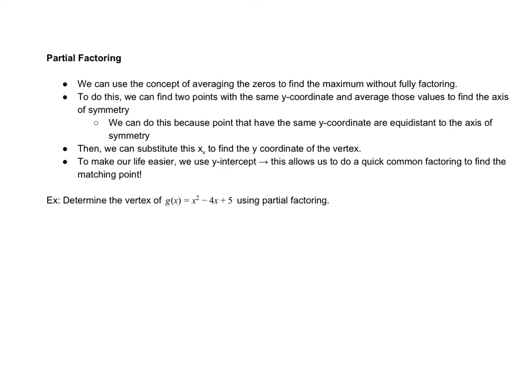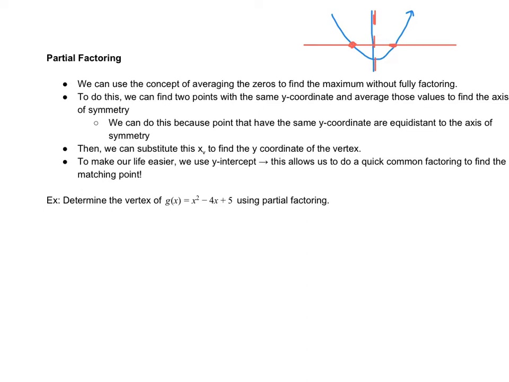So if we have a parabola, let's say like this, and this vertical line is the axis of symmetry, any set of points that are directly across from each other, they have symmetry. So let's say this was my x-axis. We know that these are the zeros. And we know with averaging the zeros, we take our two x-intercepts and we average them.